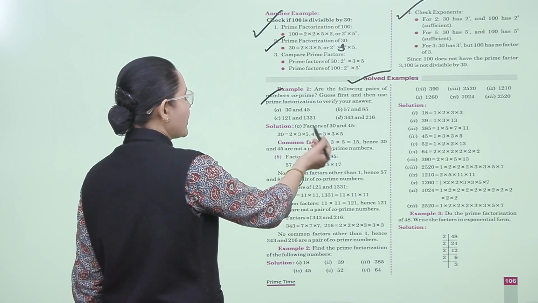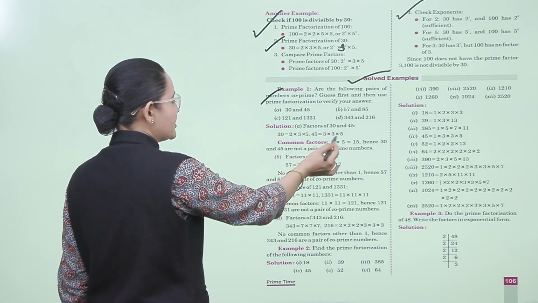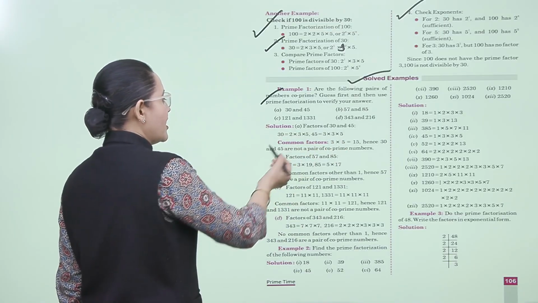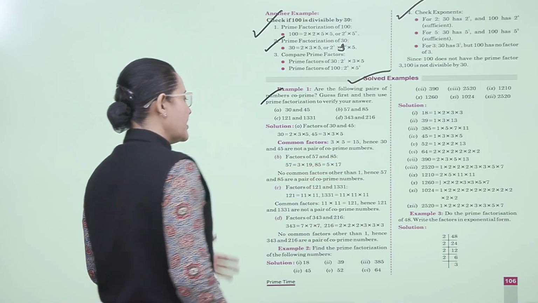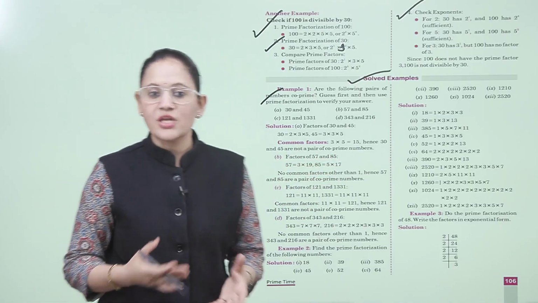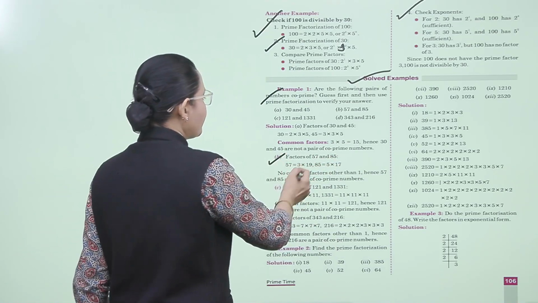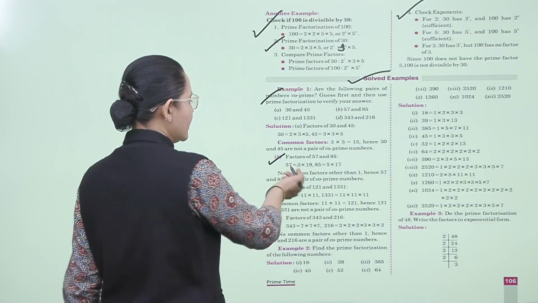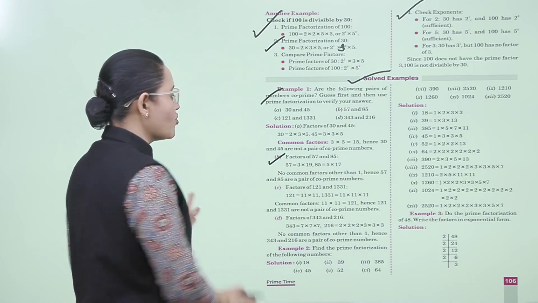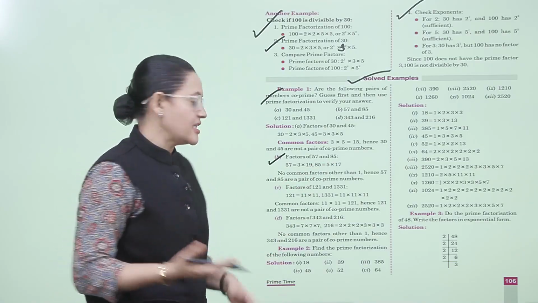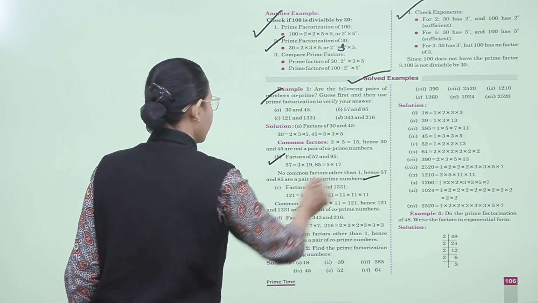So we'll check the factors of 30 and 45. These are the factors of 30 and 45. The common factors are 3 and 5, that means they have common factors, so they are not co-prime numbers. Clear? Factors of 57 and 85, these are the factors. Now they have no common factor other than 1, that means they are co-prime numbers.